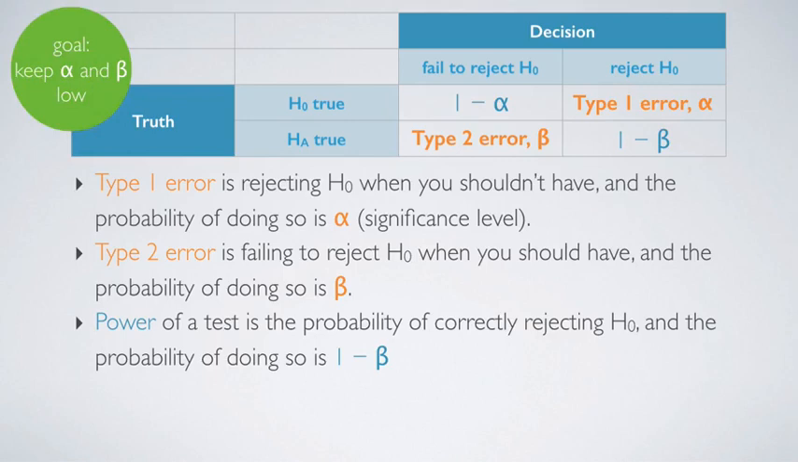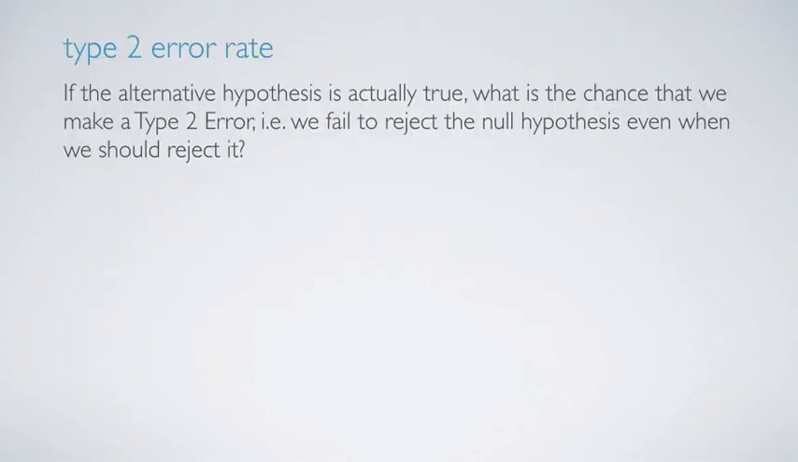Our goal in general in hypothesis testing is to keep both alpha and beta low at the same time. But we know that as we push one down, the other is going to shoot up. So we usually want to find a delicate balance between these two probabilities.